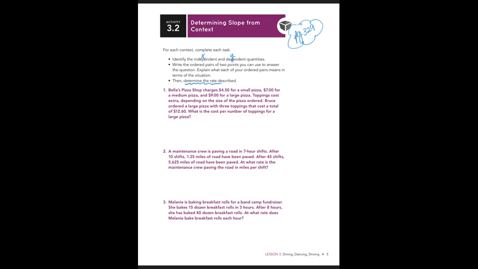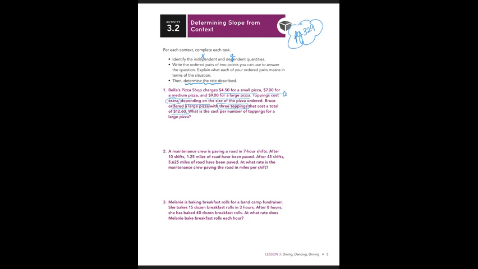Bella's Pizza Shop. Bella's Pizza Shop charged $4.50 for a small pizza, $7 for a medium pizza, and $9 for a large pizza. Toppings cost extra, depending on the size of the pizza ordered. Bruce ordered a large pizza, so we know we have a large pizza that we're dealing with, and that he had 3 toppings on it. Now we know that if Bruce bought just a large pizza with no extra toppings, it was $9. When he added 3 toppings, the cost came to $12.60. So hopefully you can see the cost of the pizza depends on how many toppings have been added.